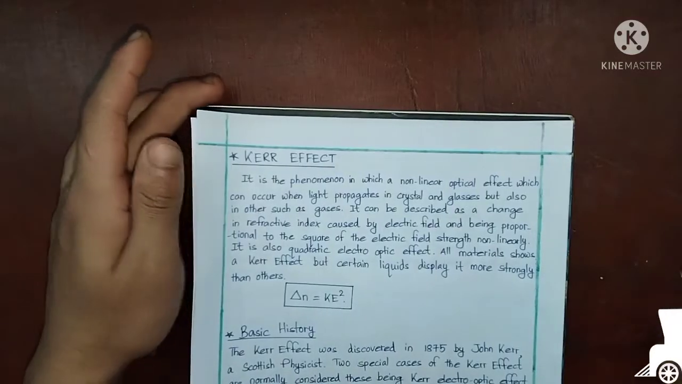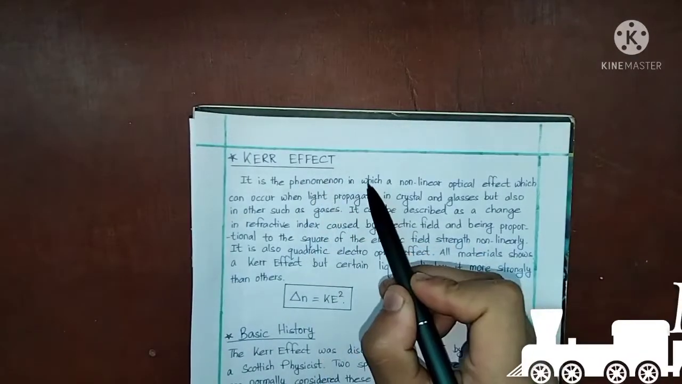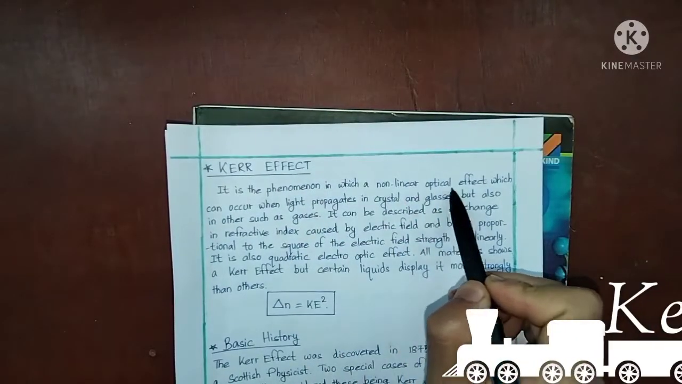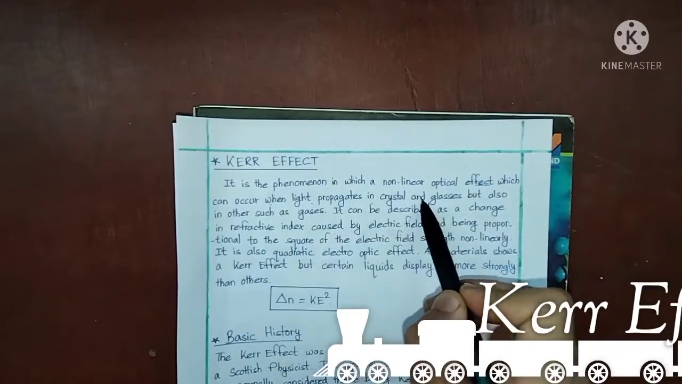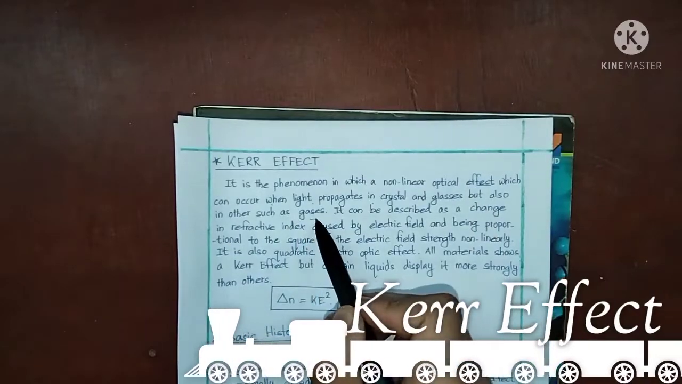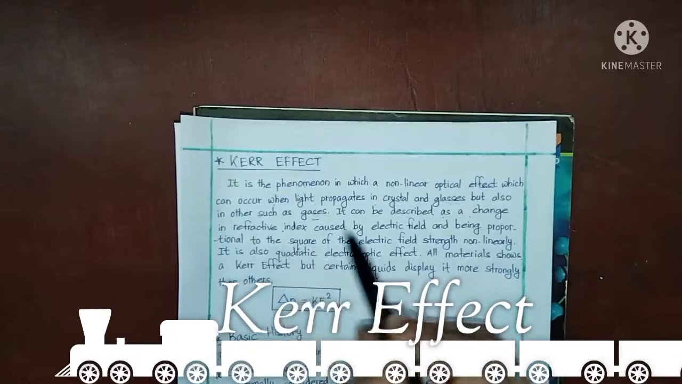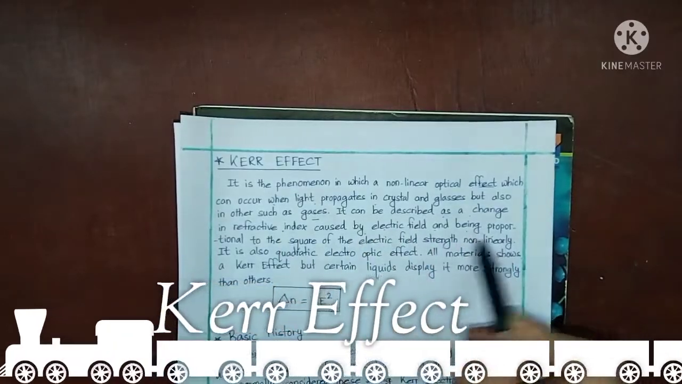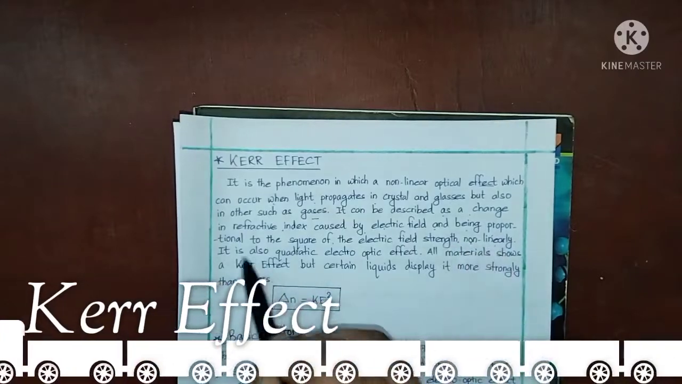Now the another topic is the Kerr effect. The Kerr effect is a non-linear optical phenomenon which can occur when light propagates in crystals and glasses, but also in gases. It can be described as a change in refractive index caused by an electric field, being proportional non-linearly to the square of the electric field strength.